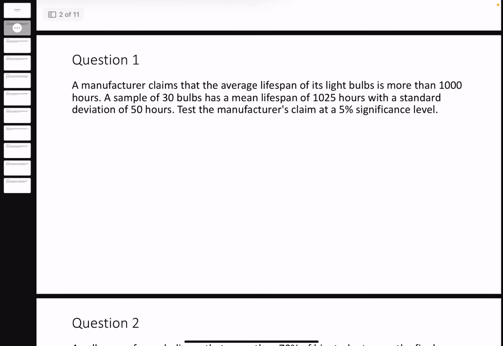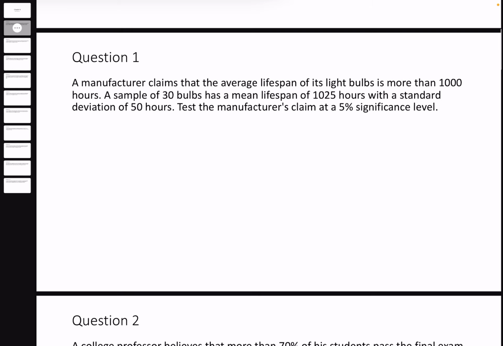Question number 1. A manufacturer claims that the average lifespan of its light bulbs is more than 1,000 hours. A sample of 30 bulbs has a mean lifespan of 1025 hours with a standard deviation of 50 hours. Does the data support the manufacturer's claim at a 5% significance level?